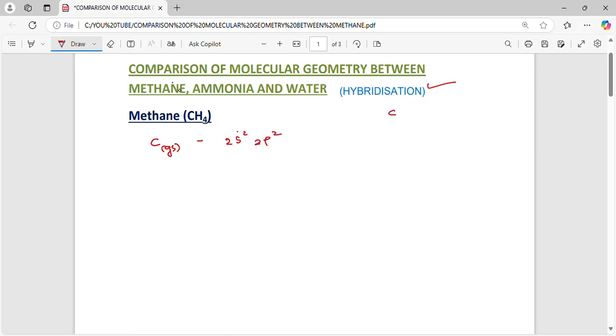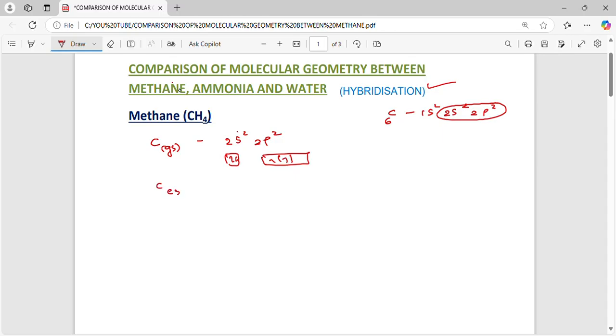Because we know that carbon's atomic number is 6 and its electronic configuration is 1s2, 2s2 and 2p2. But hybridization is the concept of intermixing of atomic orbitals present in the valence shell, so we take only the valence shell configuration, that is 2s2, 2p2. And this is how we draw the atomic orbitals, 2s2, 2p2.